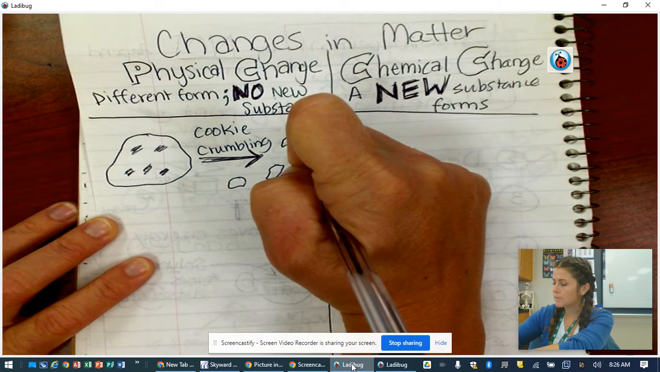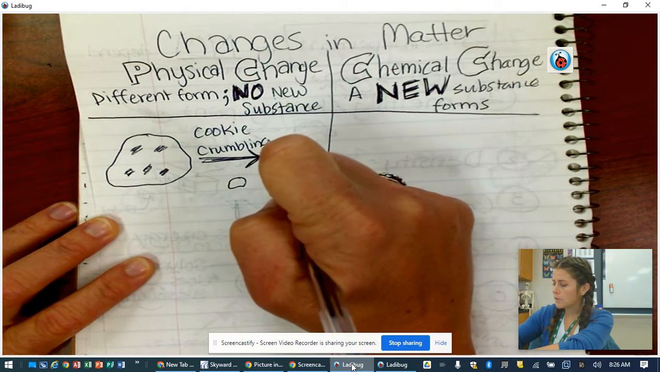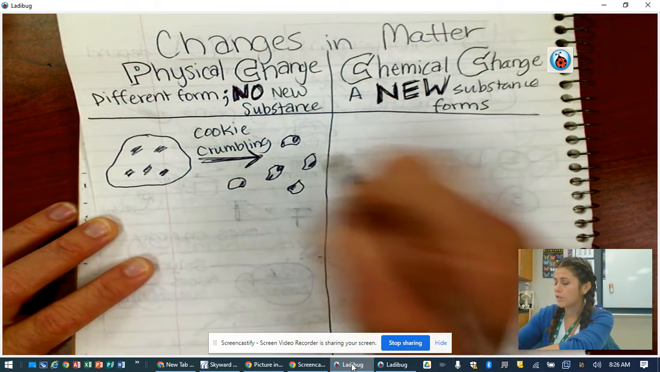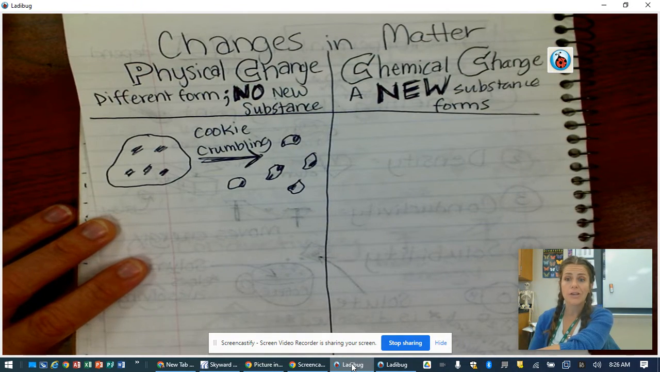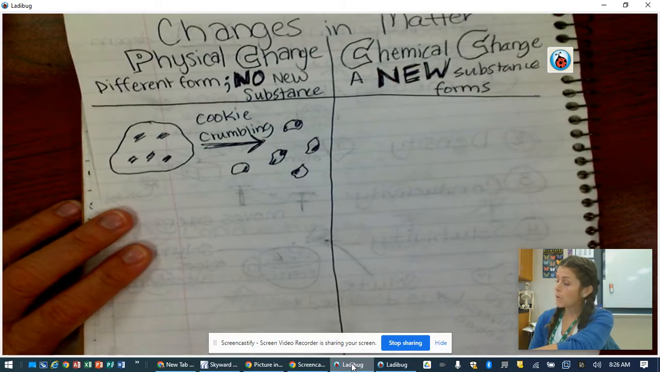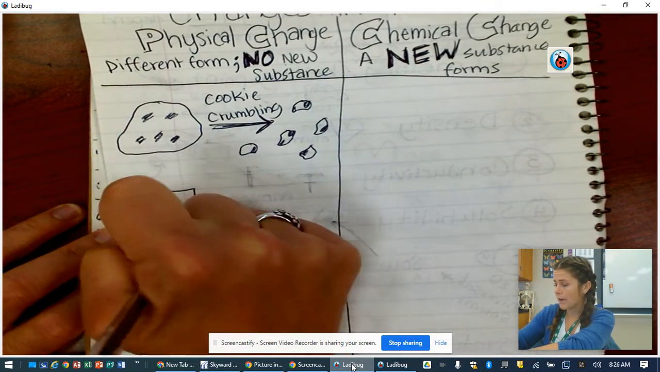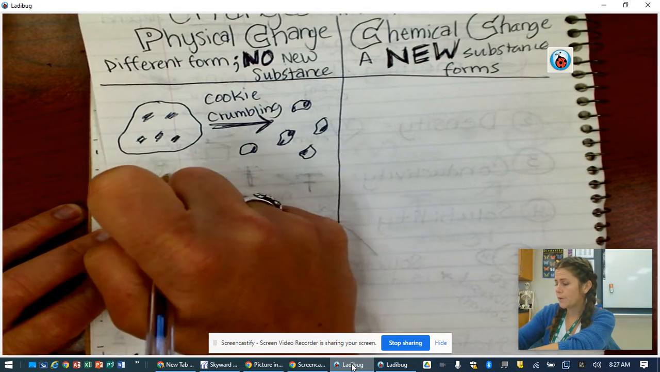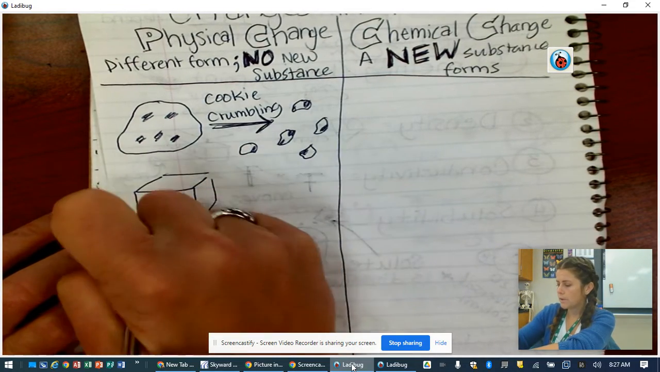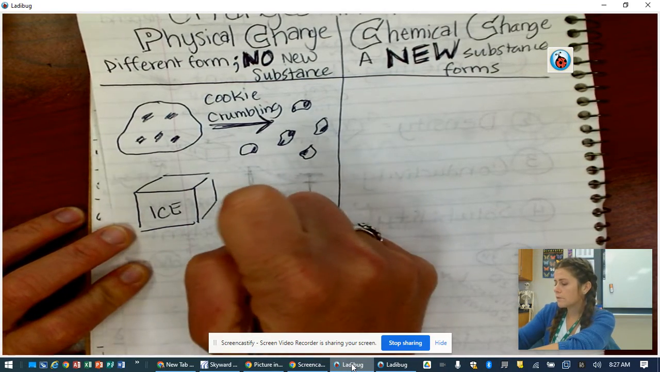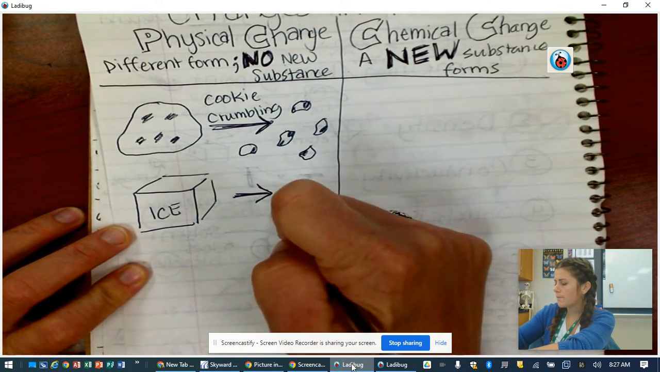We didn't form a new substance. This is still a cookie, but we have basically it in pieces now. So it changed the shape, but it's still a cookie. It's just now cookie crumbs. Okay, another example is changing the state of matter. So let's say we have an ice cube here. So I'm going to put ice, and it goes from being a solid to a liquid.